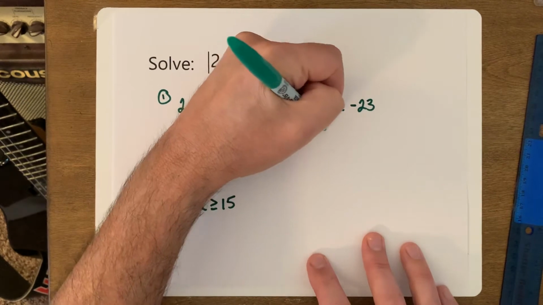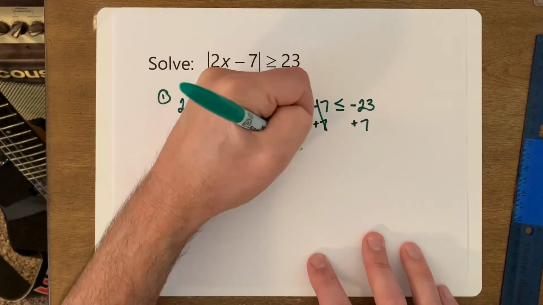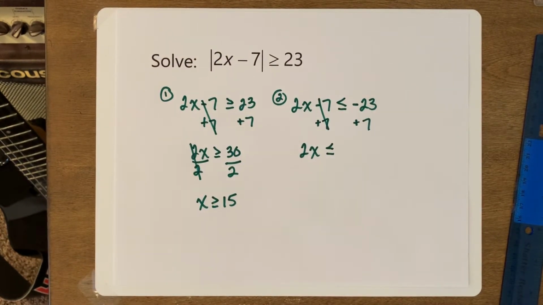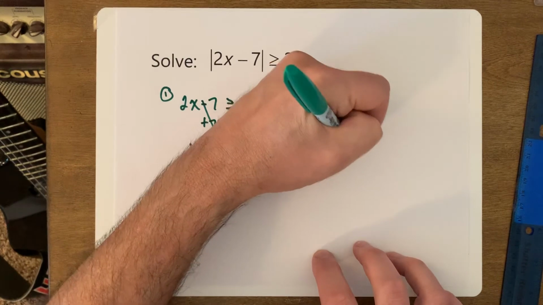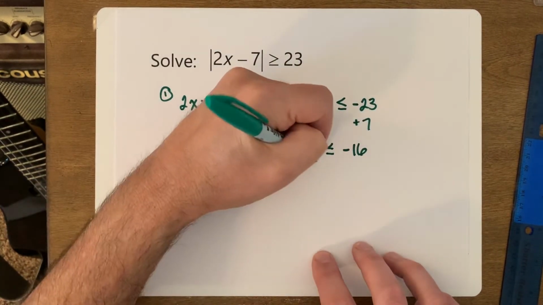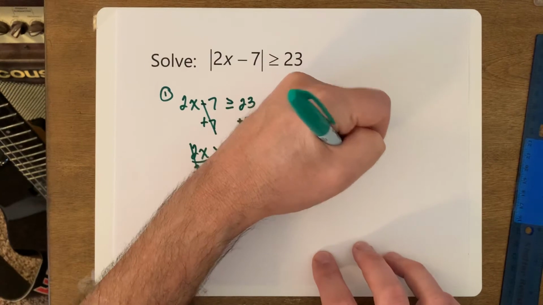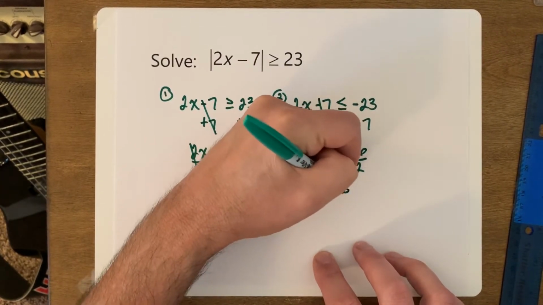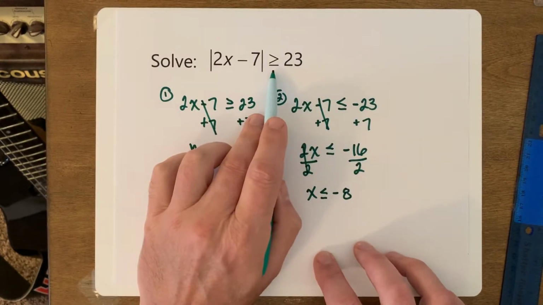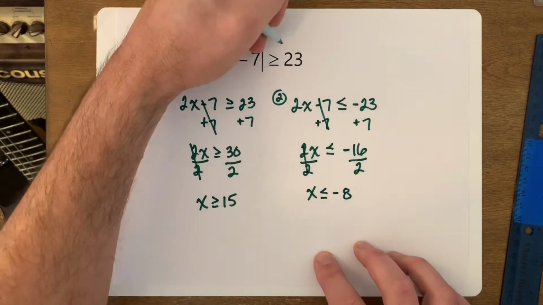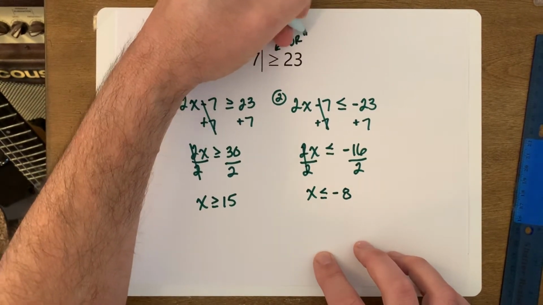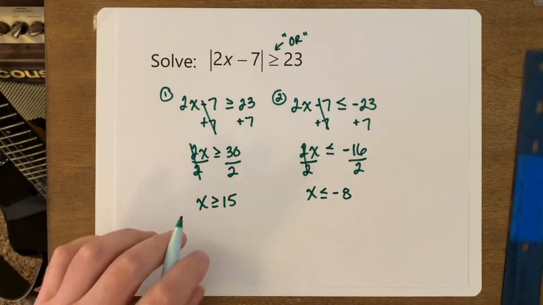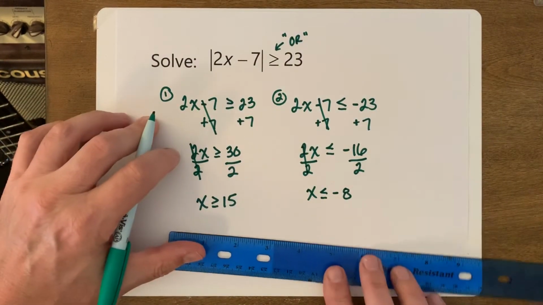This one, add 7. So bring down the 2x, less than or equal to, okay, negative 23 plus 7 should drop me down to a negative 16. And let's go ahead and divide by 2. X less than or equal to negative 8. All right, is that one going to be an and or an or? It's pointing to the right. And so since it's pointing to the right, that's what we call an or, which means my graph is going to be going away from each other. So let's go ahead and show that.